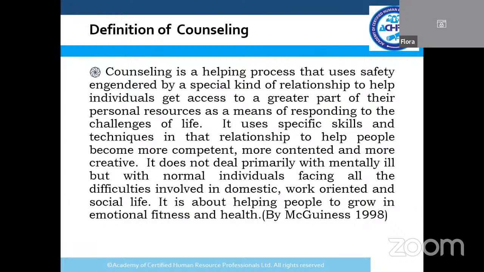But when a client or that employee comes, there has to be that safety. The environment has to be conducive. There has to be the issue of confidentiality, that the information they are going to share is going to remain confidential. Not that a client shares information, then you are the one now sharing with your other colleagues.